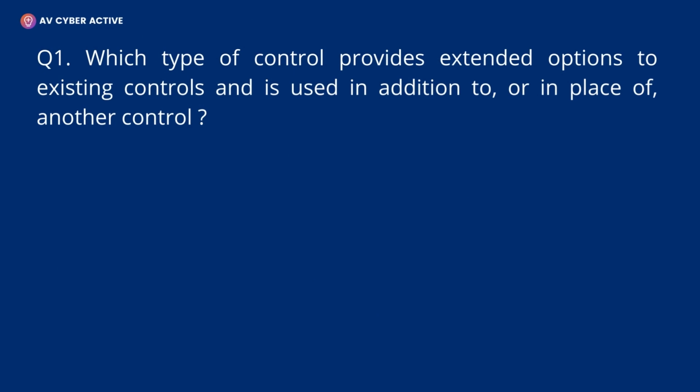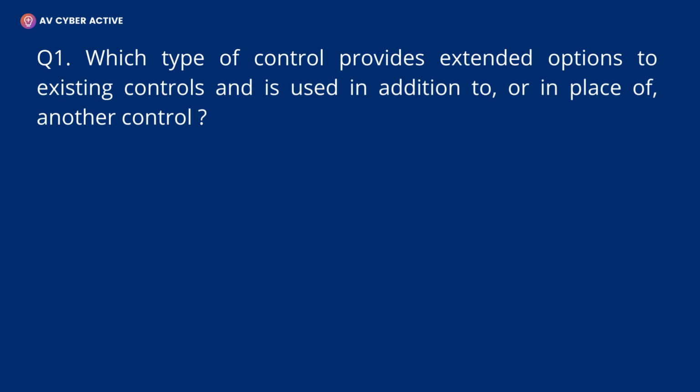First question of the day, which type of control provides extended options to existing controls and is used in addition or in place of another control? So just by looking at the question, you should already know that it's asking something from the risk management domain. So that's basically how you manage or apply the risk management concepts. Okay. I see some keywords in this question already, even before I look at the answers. So I see extended options to existing controls, and there's another one that says used in addition to.